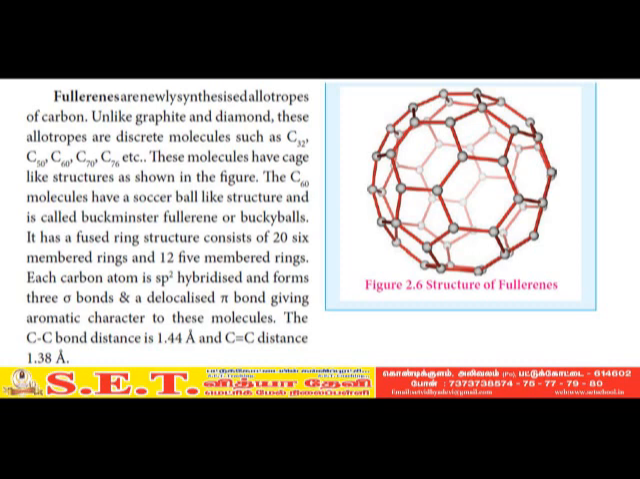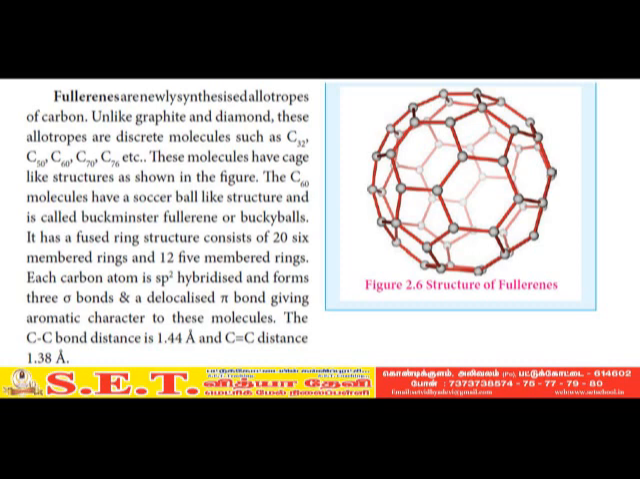Next one, fullerene. Fullerene is one of the allotropes of carbon. It is a newly synthesized allotrope, not obtained from nature. So it is called a newly synthesized allotrope of carbon. Unlike graphite and diamond, fullerene does not have the same properties. These allotropes are discrete molecules. Discrete molecule means each structure is separate, not linked to each other.